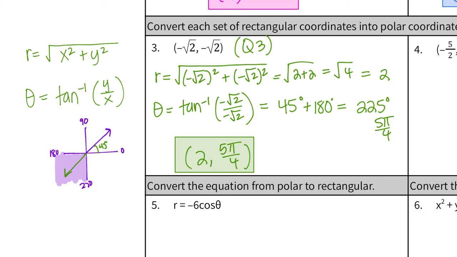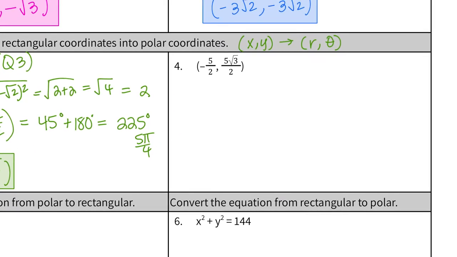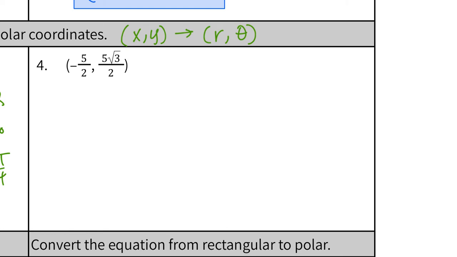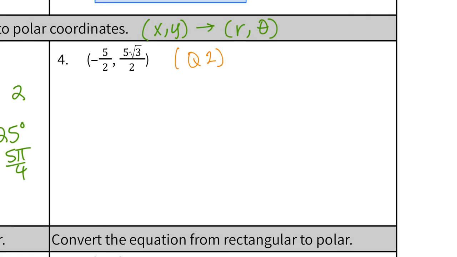Okay, let's do another one for practice. So again, first I would see what quadrant we're working with. So this is negative, positive. So if I have a negative x and a positive y, that would be quadrant 2. Let's start by finding r. Square root of negative 5 halves squared plus 5 square root of 3 squared.